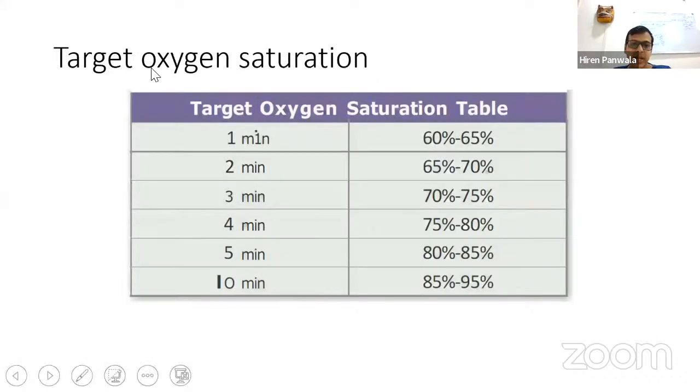These are the targeted preductal saturations. As far as the baby is in these ranges, we do not need to worry and we do not need to start supplemental oxygen.